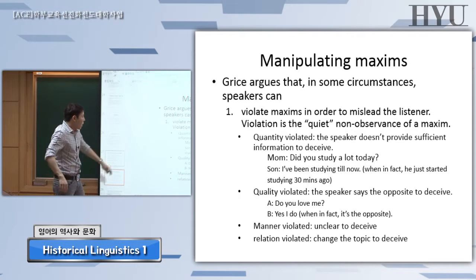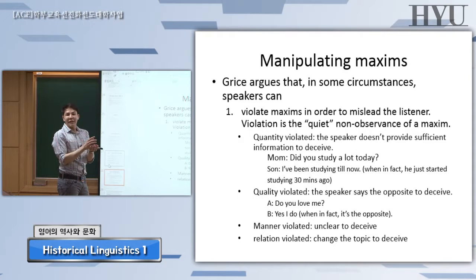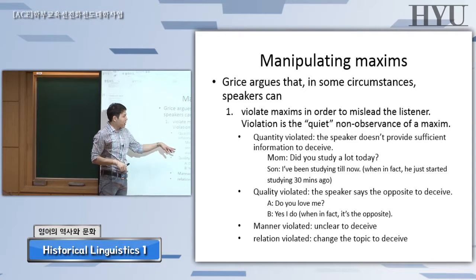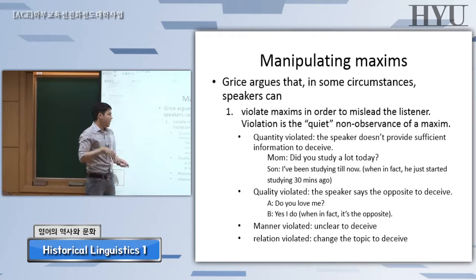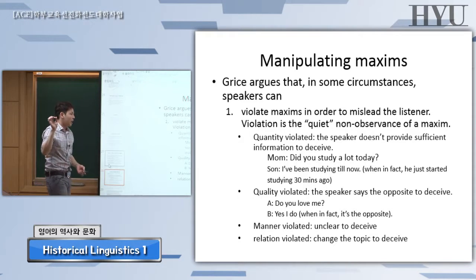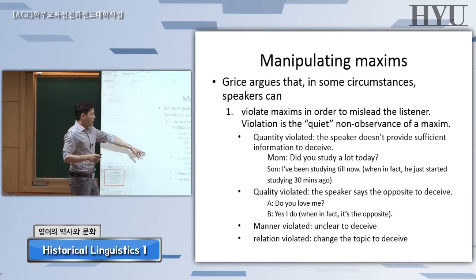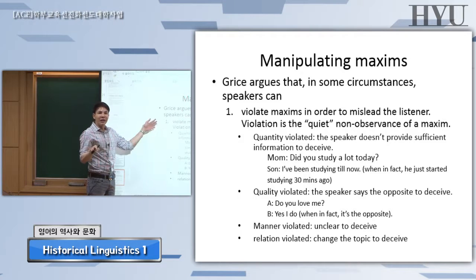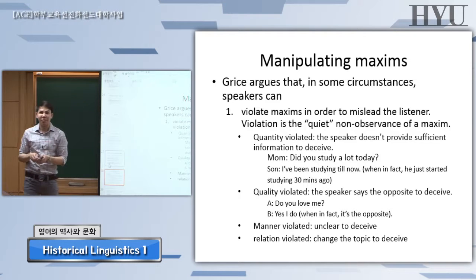And then quality, maxim of quality. Quality says that you have to give just enough information, right? Not more or not less. So the speaker says the opposite to deceive. For example, do you love me? Yes, I do. When in fact the opposite is true, right? That you don't love her. So you intentionally lie, and then the listener will not know, because this is the quiet violation, right? Quietly violating the maxim.